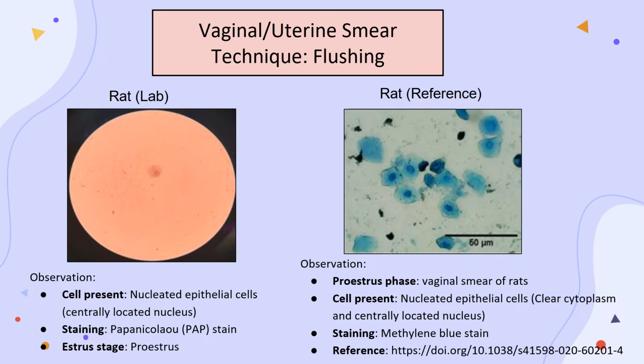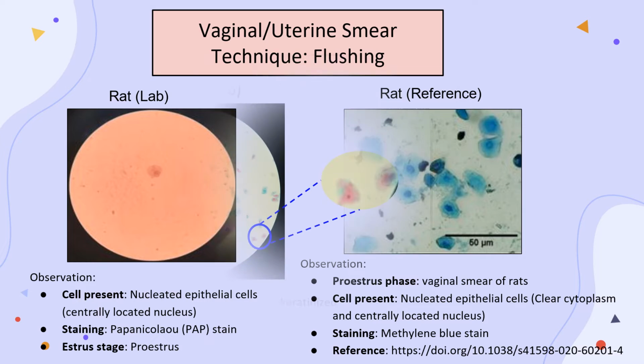A nucleated epithelial cell without any presence of neutrophils was observed in the picture at the left. So we suggest the estrous stage for this rat is pro-estrous. We are comparing our finding with the reference image at the right side, and we can see an abundance of nucleated epithelial cells without any presence of neutrophils.